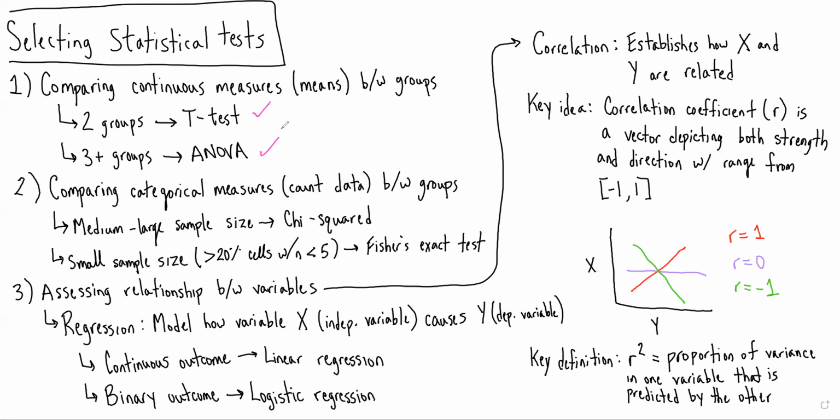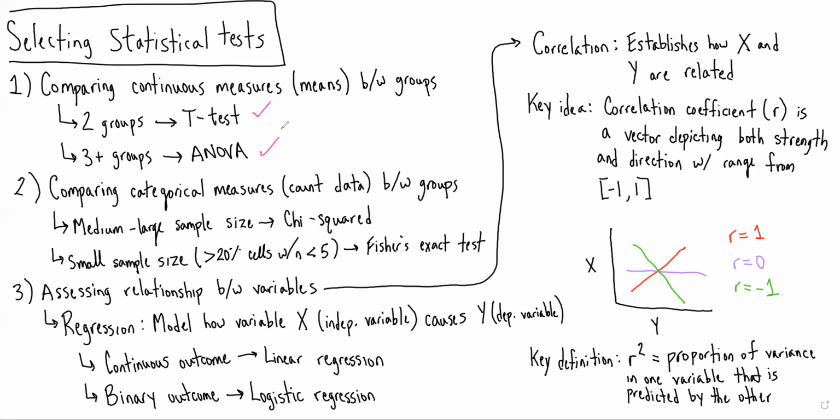So that's scenario one. Scenario two is where you're asked to compare categorical measures or count data between groups. So for example, say you wanted to determine the potential association between eye color and risk for non-melanoma skin cancer. You could break up the groups into those with blue eyes, those with brown eyes, those with black eyes, and then ask, how many had non-melanoma skin cancer and how many did not. So we can see in that situation, it's count data.